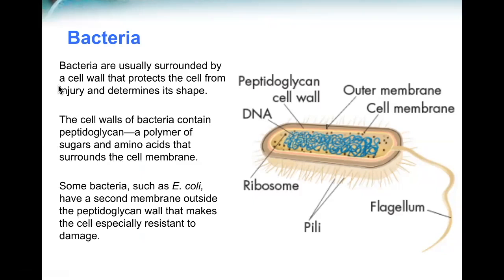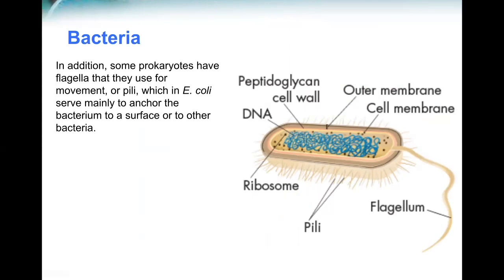Bacteria are usually surrounded by a cell wall that protects the cell from injury and determines its shape. The cell wall of bacteria contains peptidoglycan, a polymer of sugars and amino acids that surround the cell membrane. Some bacteria, such as E. coli, have a second membrane outside the peptidoglycan wall that makes the cell especially resistant to damage. In addition, some prokaryotes have flagella that they use for movement, or pili, which in E. coli serve mainly to anchor the bacterium to a surface or to other bacteria.